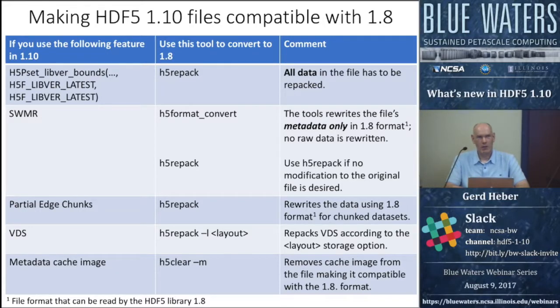The downside, however, is that all data, and that's why this is in bold here, all data in the file has to be repacked for that. And by all data, we mean the metadata and the raw data. So if your file is 3 terabytes, then unfortunately that entire 3 terabytes needs to be touched and rewritten. But that's in a way the price you pay for asking for the bleeding edge file format and then wanting to go back to 1.8.